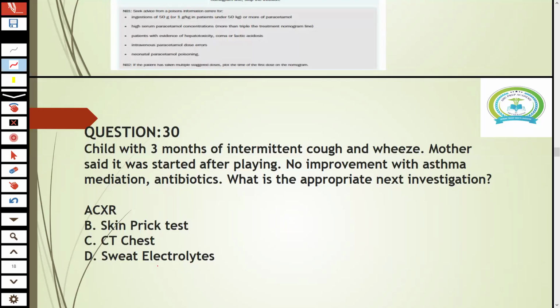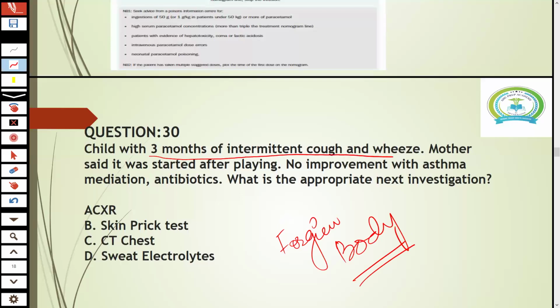Okay, some are saying bronchiolitis, exercise-induced asthma. Good. Someone answered it correctly. Dr. Good. Yes, it's foreign body. Always think of foreign body in children who have intermittent cough and wheeze. It would be more clear if they mentioned unilateral wheeze. It would be easier to diagnose.